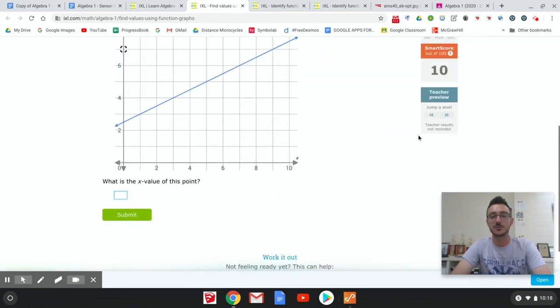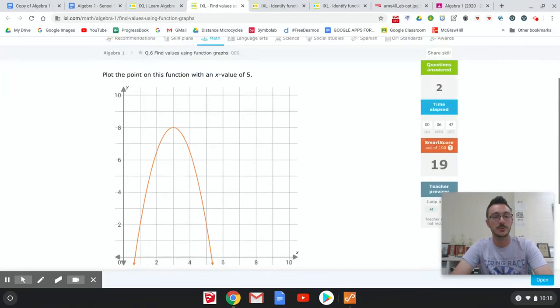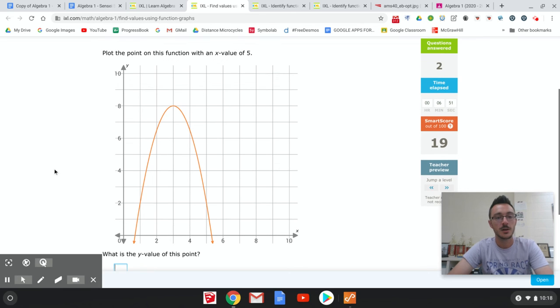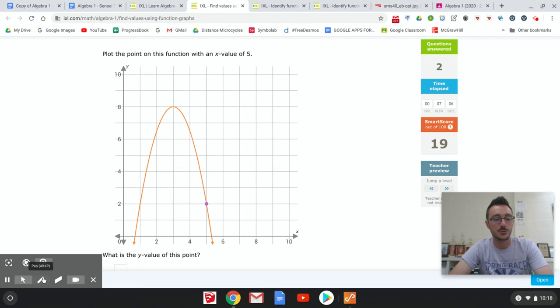Excellent. Okay, let's move forward a little bit. Let's see what other things it may throw at us. Okay, so we have an upside down parabola now. Plot the point on this function with an x value of 5. So I go over to where I'm between 4 and 6. I go up till I'm on their graph. I plot the point this time again, and I realize I'm at a y value of 2. So I just go over and see where I'm at.